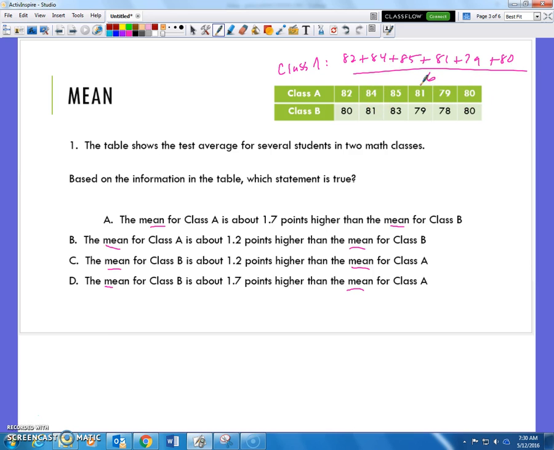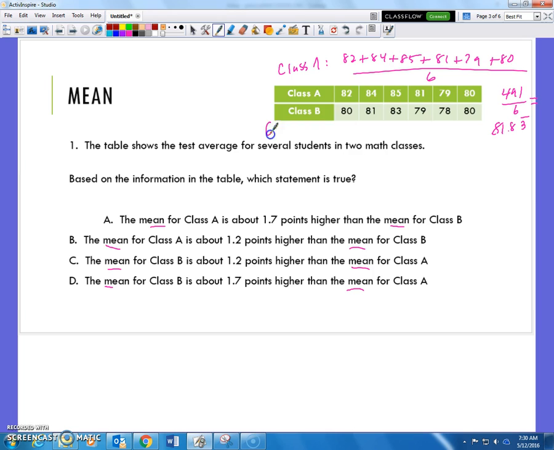6 this time. Now it's just coincidence on the last example and this example that we're dividing by 6. We just happen to have the same amount of data in both. That's not always 6. It's just the number of points that you have. So when I add these numbers together, I get 491 divided by 6, 81.83 repeating. All right, so that's a good start.